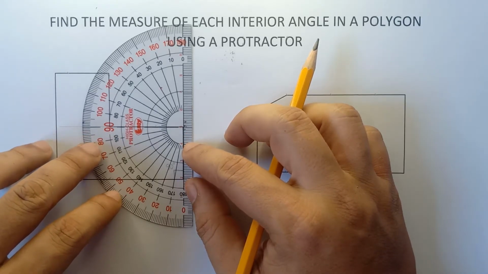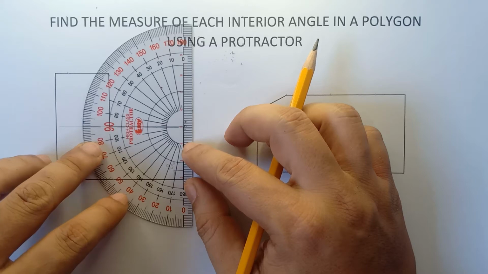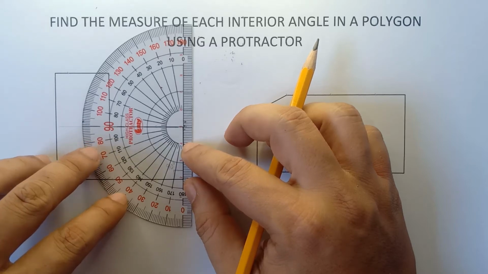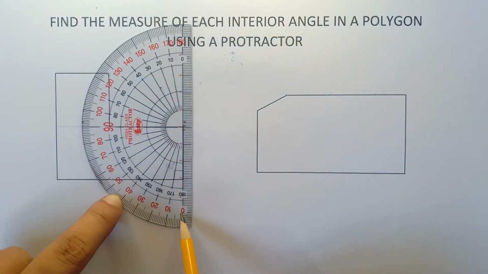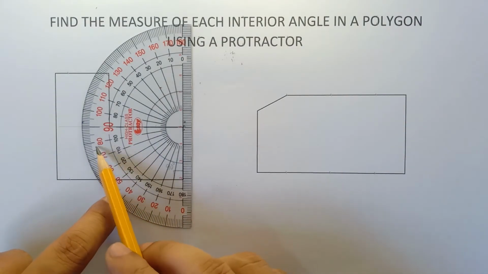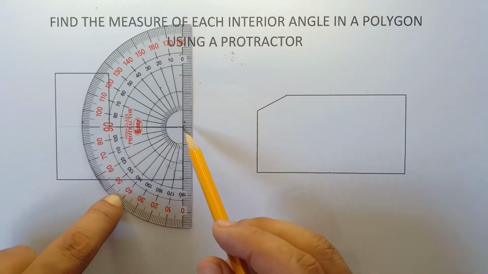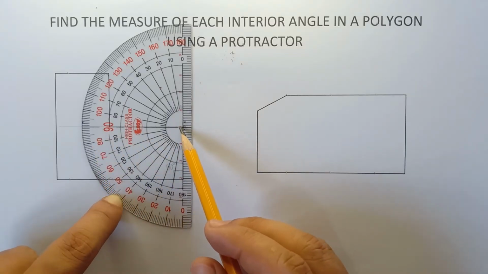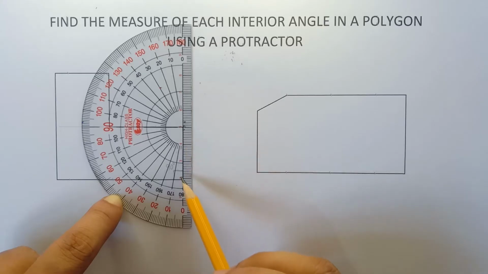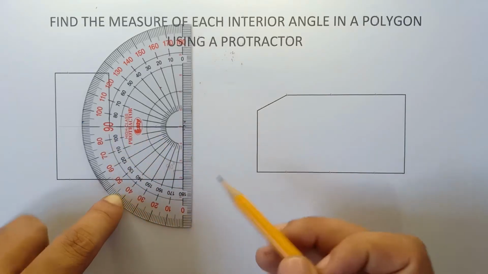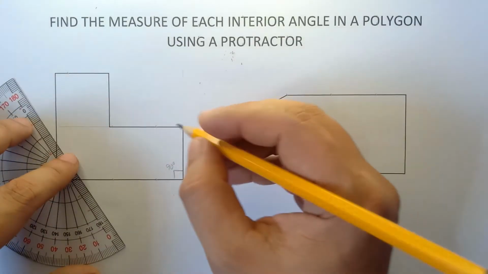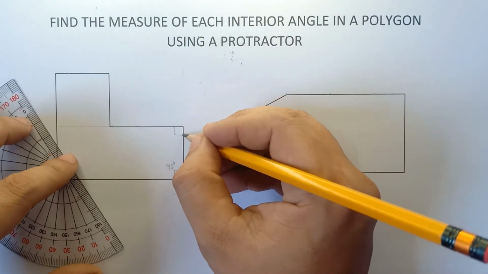As you can see, class, we also have exactly 90 degrees, right? We have 0, 10, 20, 30, 40, 50, 60, 70, 80, then 90. Exactly 90 degrees again, class. So this is 90 degrees.